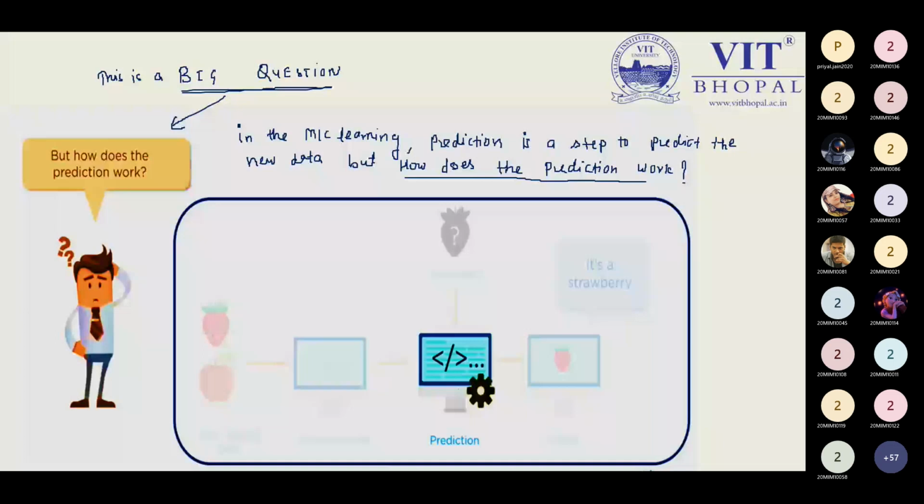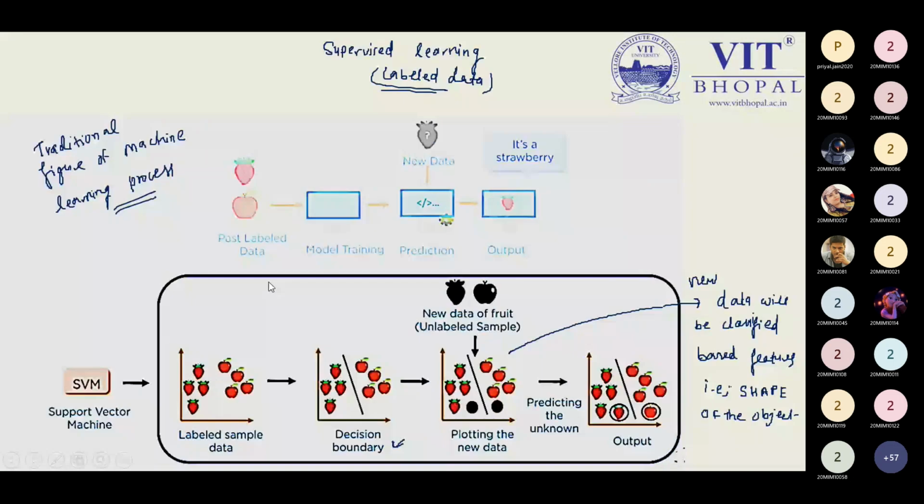So how does the support vector machine work? It is different, but how the prediction will work, that is part of the support vector machine algorithmic steps. So let us move to the next slide, which describes the new part. In the traditional figure of the machine learning process, we have the past labeled data, machine model train, we are doing prediction and output data. But in the support vector machine, what we have? You can see we have two classes. One is the apple class and the other is the strawberry class. So just look at the bottom diagram where we have some sample data, that is labeled data, of course, that is the apple data and strawberry data.